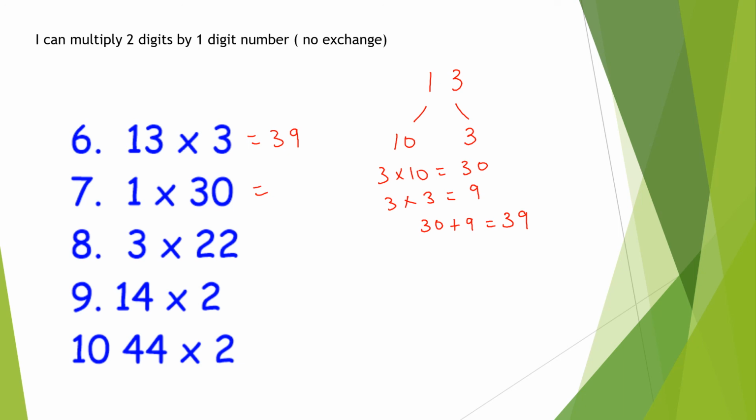10 times 3 equals 30. 3 times 22, the answer was 66. 14 times 2, the answer was 28. And 44 times 2, the answer was 88. So well done if you managed to get most of these correct today. So fantastic.